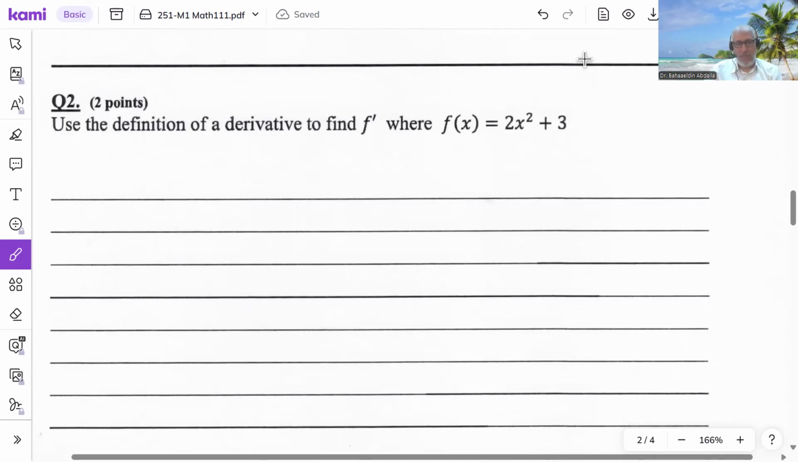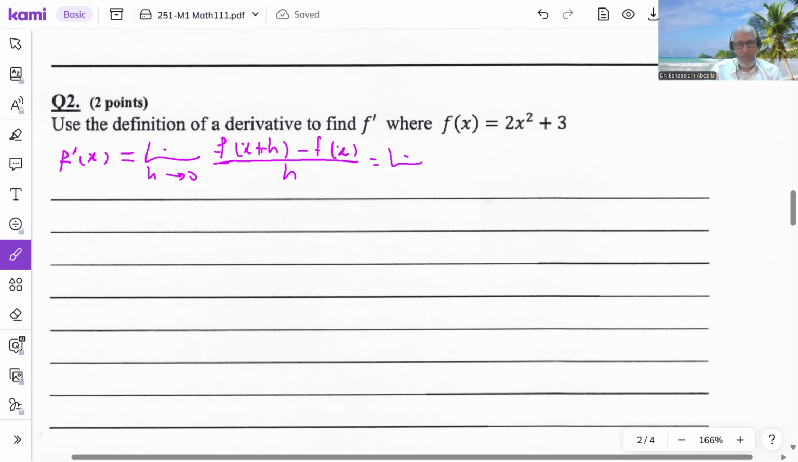Using the definition of a derivative to find f prime. So I need to find f prime of x. And the definition says it is the limit as h approaches 0 of f of x plus h minus f of x over h. The limit is there.